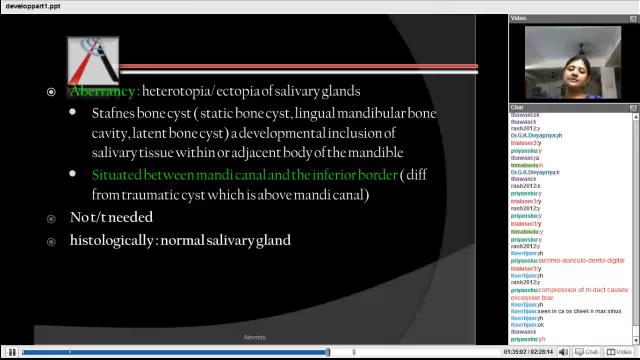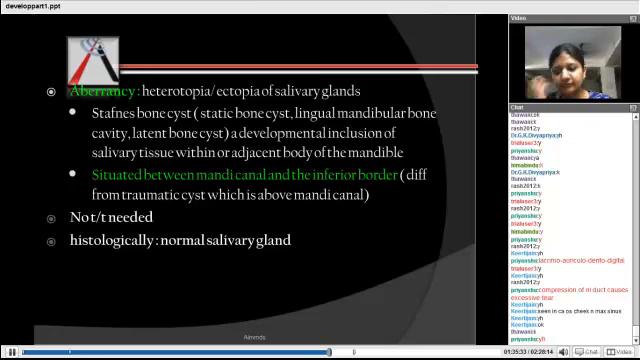Then we come to aberrancy. Aberrancy means any defect of the salivary glands, where you can have an ectopic salivary gland, as in an extra one. See, actually speaking, it's difficult to define aberrancy, because in your entire oral cavity, you have a lot of ectopic salivary glands that are present. Ectopic means what?